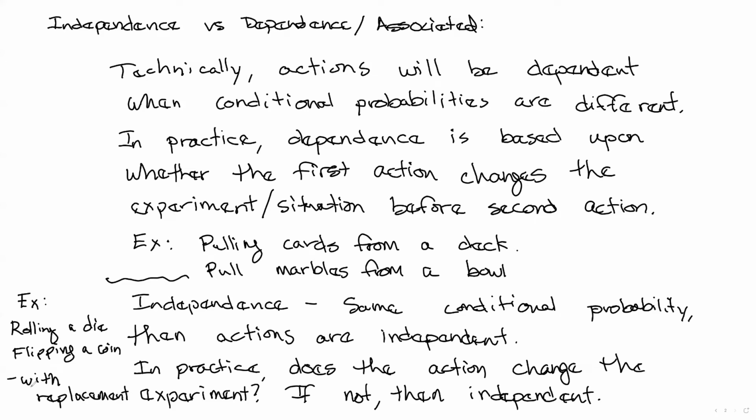By replacing it, you've made it so that the situation, or the experiment, or whatever you want to call the thing that you're doing, is not changed. It's the exact same thing, right? So you pull an ace from the deck, and then you put the ace right back in. The deck is exactly the same as it was originally. When you go to pull another card, you haven't changed it, and so the events are independent.